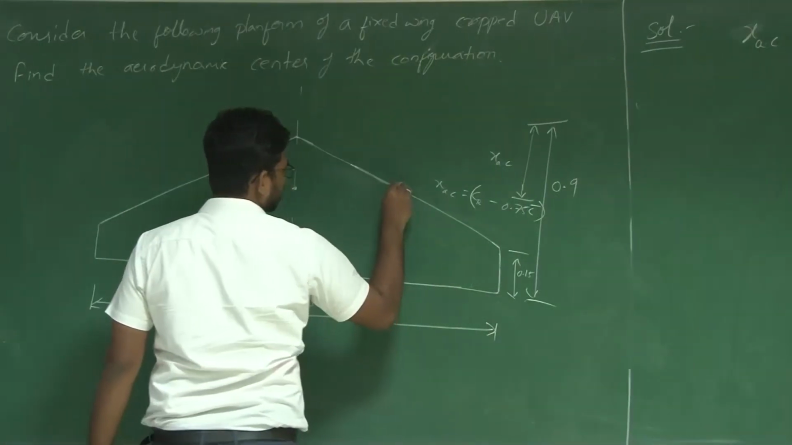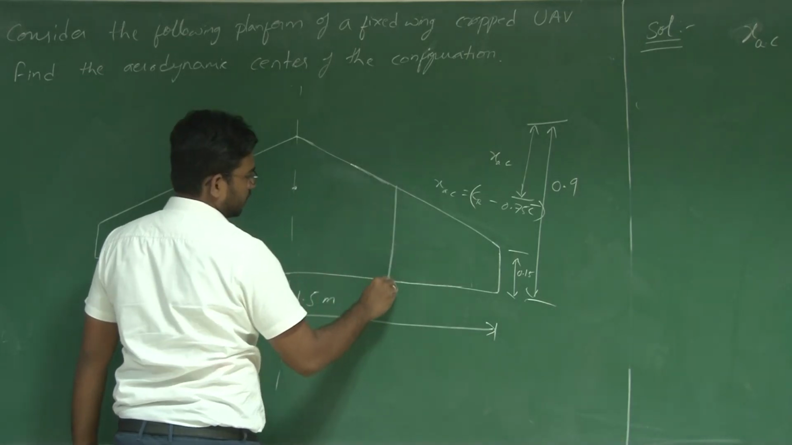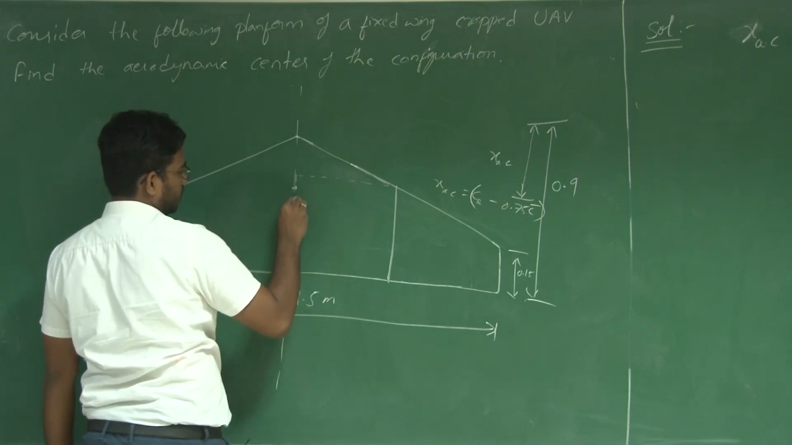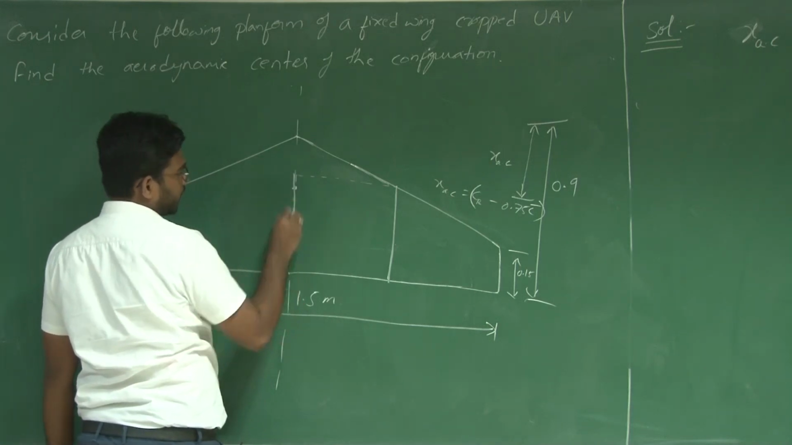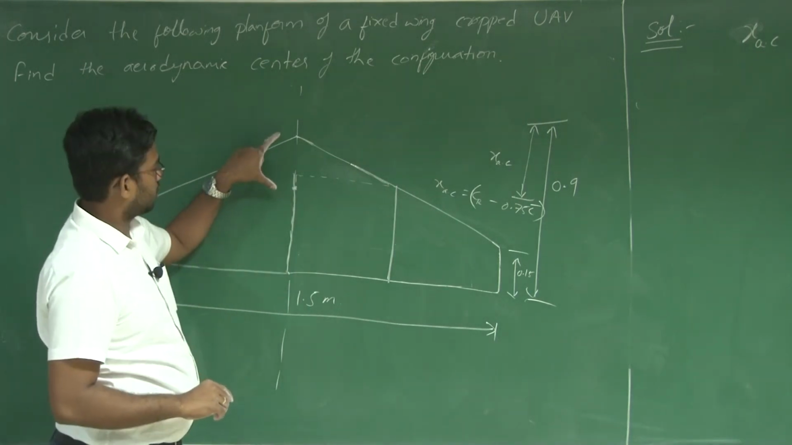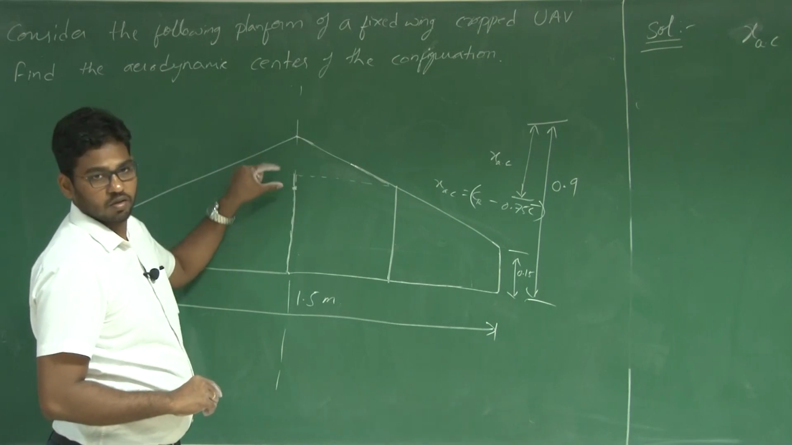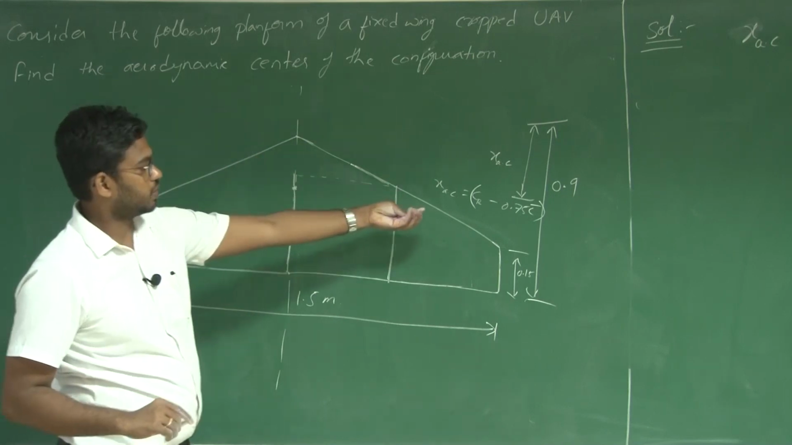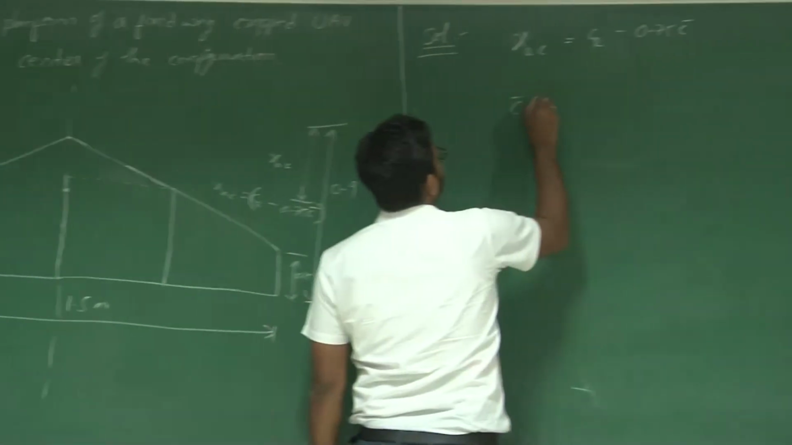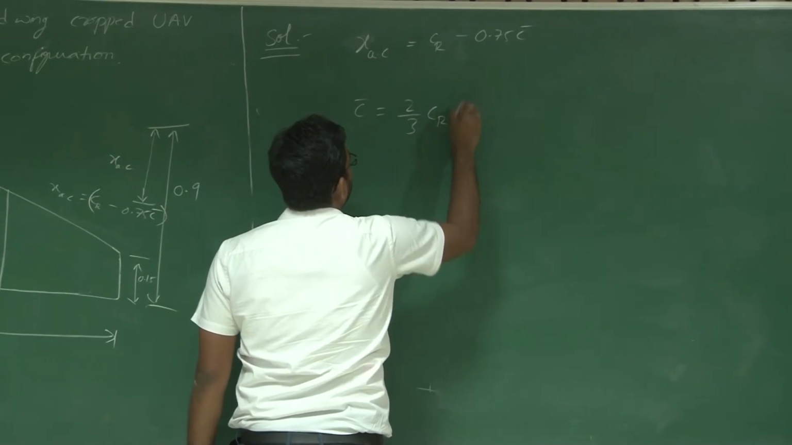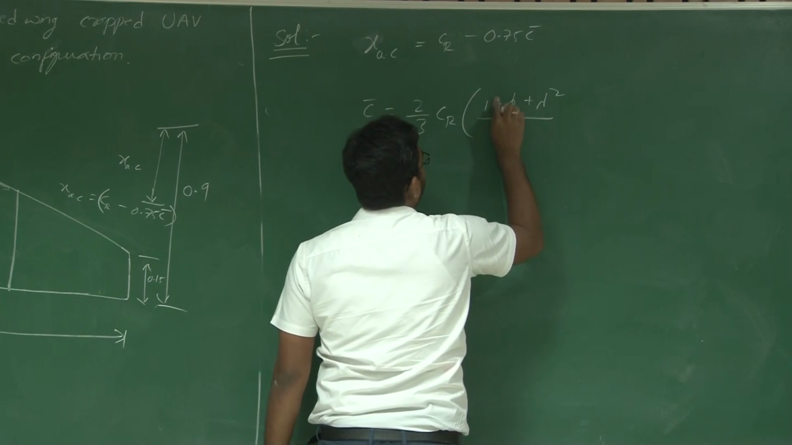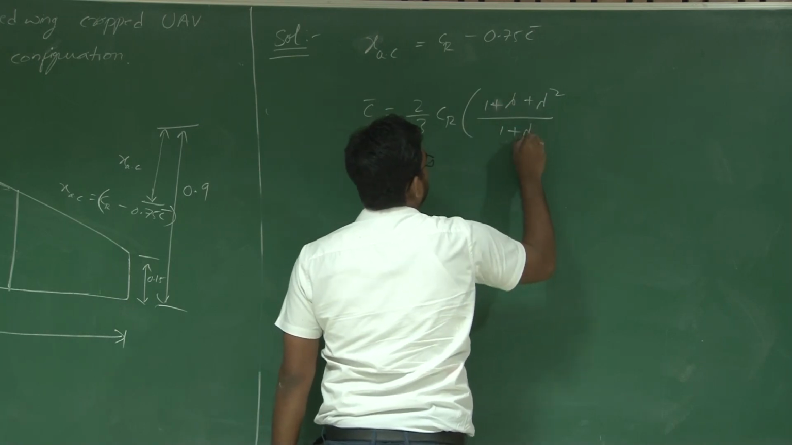So say this is your mean aerodynamic chord, right? Project this mean aerodynamic chord onto the root chord and take 25% of this mean aerodynamic chord, so that you get the corresponding distance, which is CR minus C bar plus 0.25 C bar, which is CR minus 0.75 C bar. Now to find C bar, you need 2/3 root chord into 1 plus lambda square divided by 1 plus lambda.